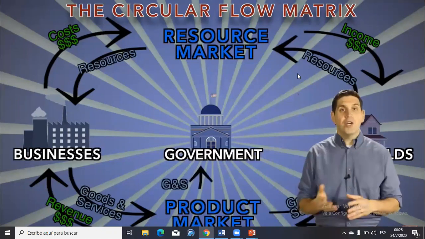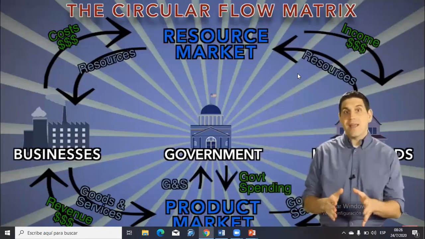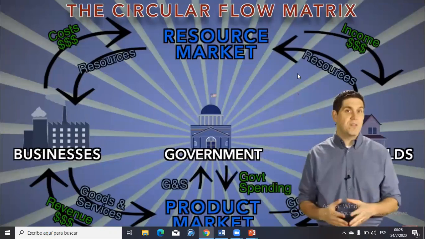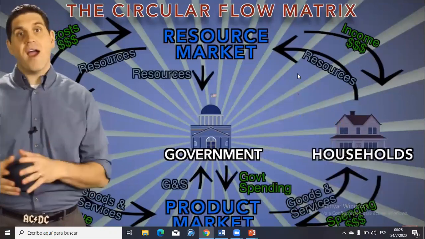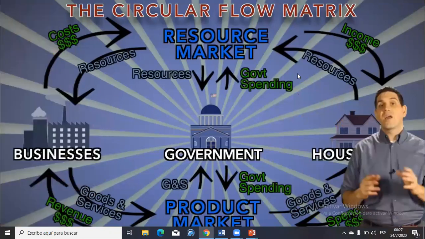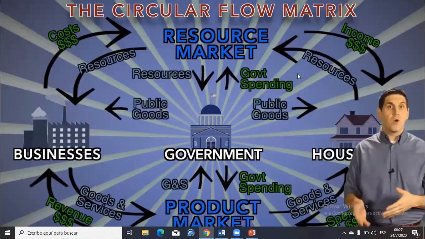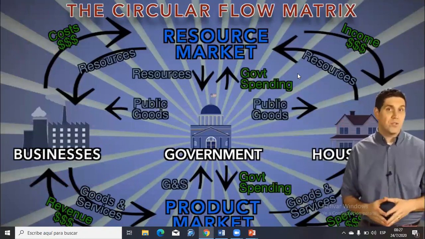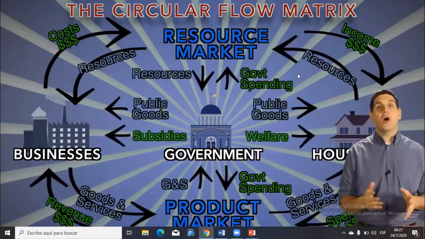First, the government buys goods and services from businesses in the product market, for example, fire trucks. And just like households, they pay for them. That's called government spending. The government also buys resources in the resource market, like teachers and firefighters. Again, it pays for those resources, which is again called government spending. The government then turns around and provides public goods and services like fire protection, schools, roads, and bridges to businesses and households.